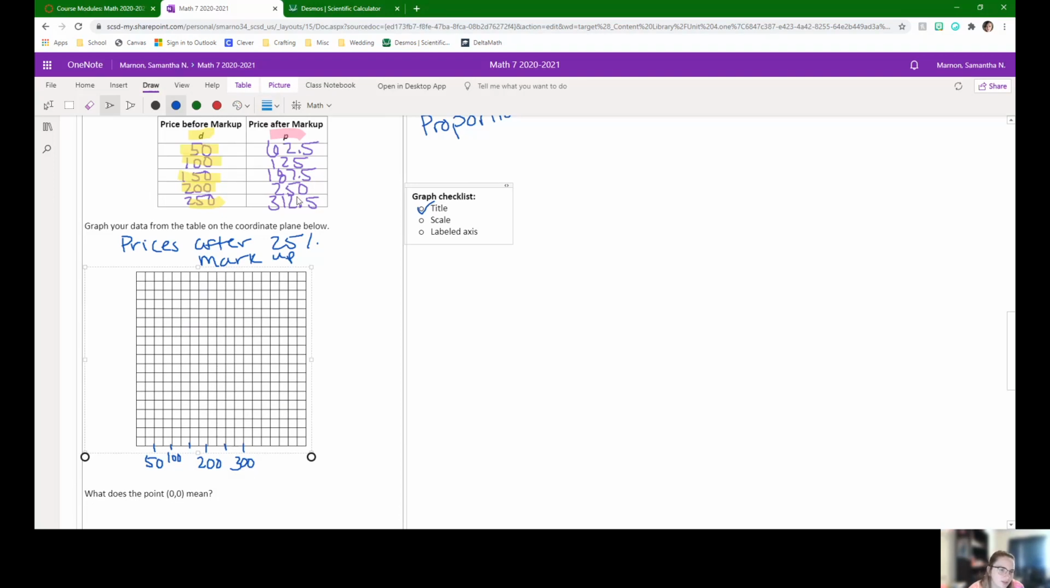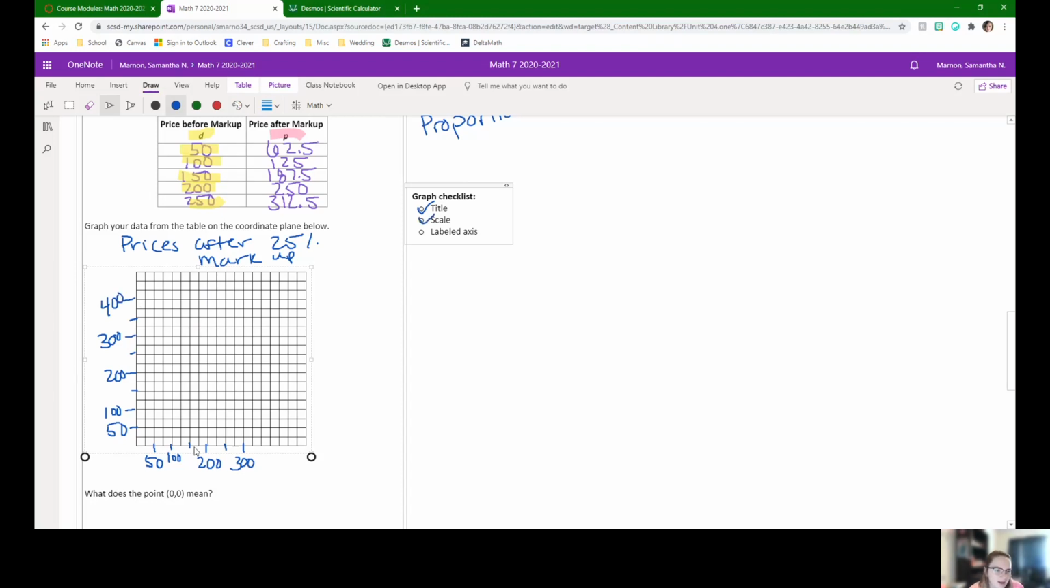And then we can see that we can do kind of a similar thing here. So we can do every 2 is 50. So here's 100. Here is 150. Here is 200. Here's 250. Here's 300. Here's 350. Here's 400. So now we've got a scale.